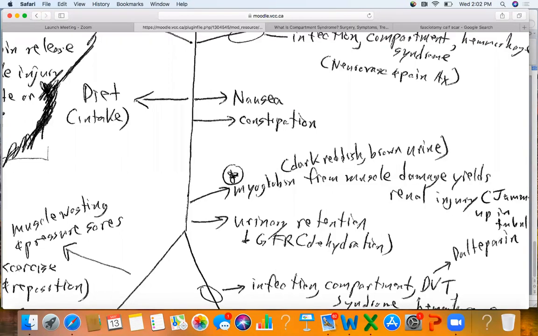How is this problem solved? That problem in and of itself is not too difficult to solve. Give them fast-running IV, perhaps an IV bolus if that's appropriate, to flush out the kidneys, and you'll solve that problem.